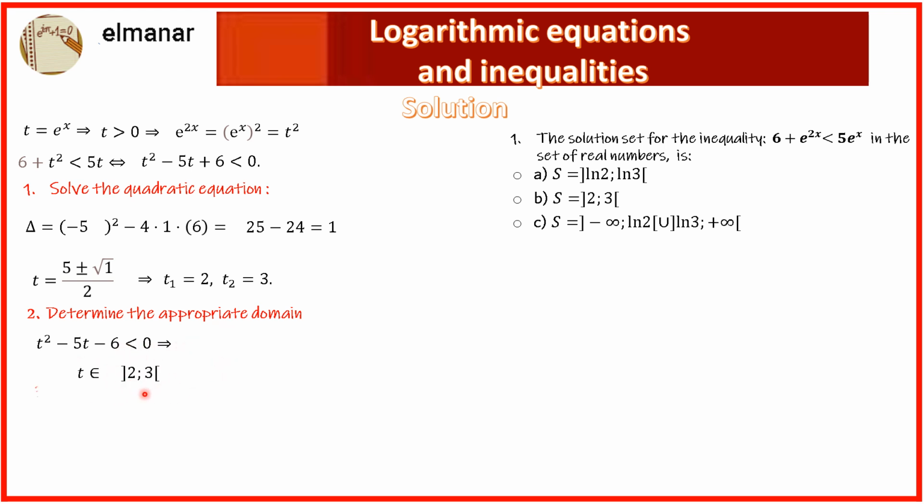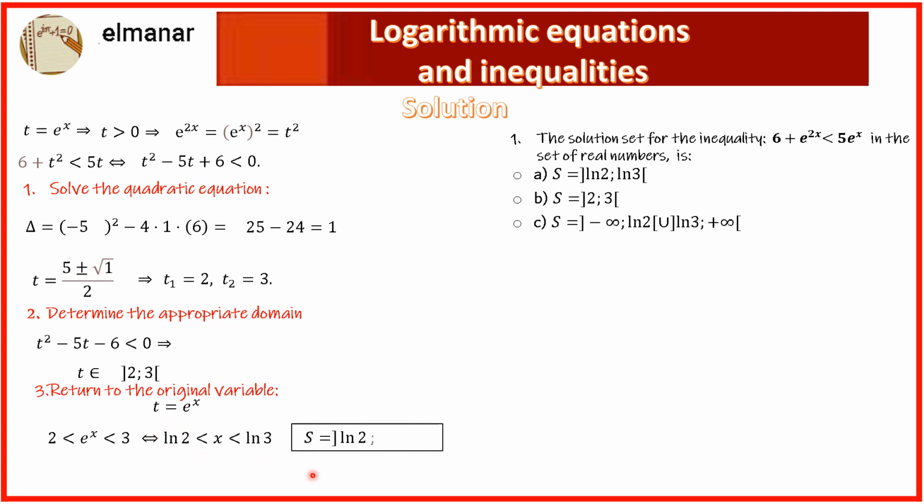We return to the original variable. Since t is e to the power of x, then e to the power of x is between 2 and 3. By applying the natural logarithm to the sides, we find that x belongs to the open interval from the natural log of 2 to the natural log of 3. The correct answer is option A.